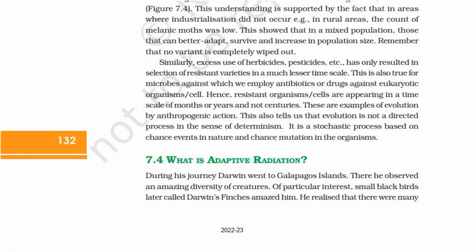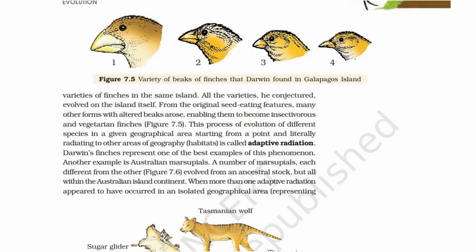What is adaptive radiation? During his journey, Darwin went to Galapagos Islands. There he observed an amazing diversity of creatures. Of particular interest, small black birds later called Darwin's finches amazed him. He realized that there were many varieties of finches in the same island. All the varieties, he conjectured, evolved on the island itself. From the original seed-eating features, many other forms with altered beaks arose, enabling them to become insectivorous and vegetarian finches.